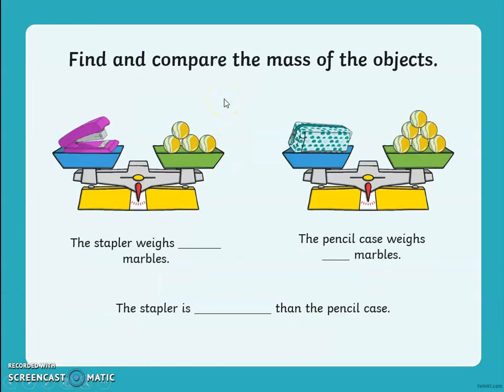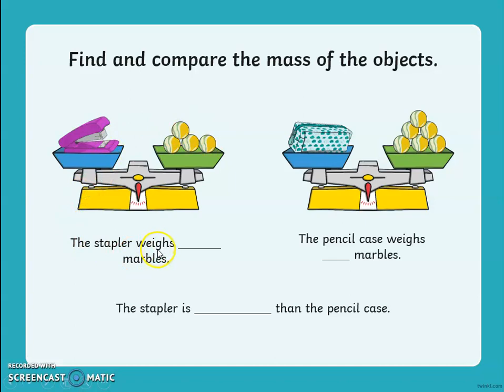So find and compare the mass of the objects. What we're looking at here is your weighing scales. This here is the weighing scales, and we put the objects into these little containers. These weighing scales have these containers. So how many marbles does the stapler weigh? You can pause the video as you're going along so that you can answer it.